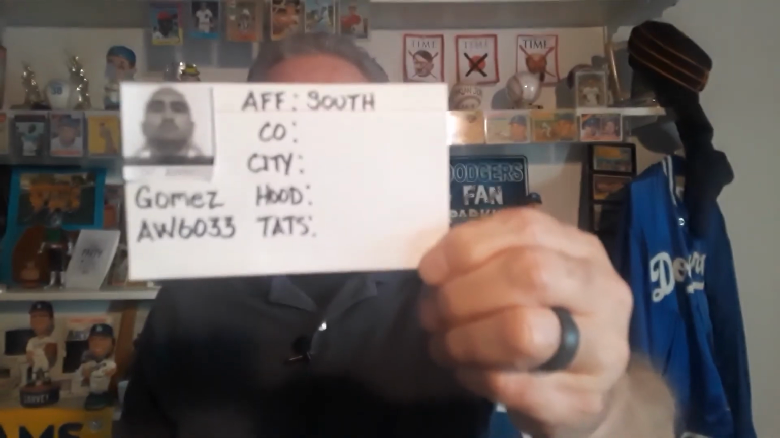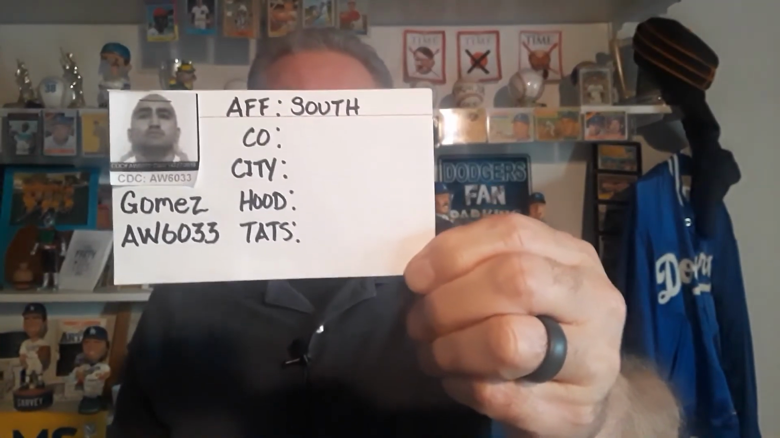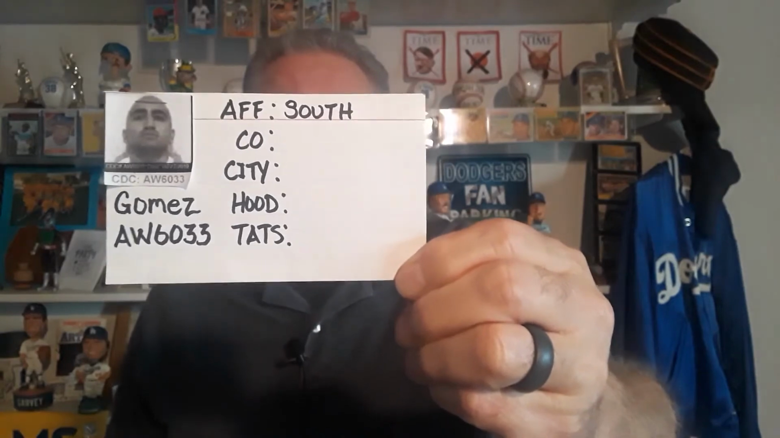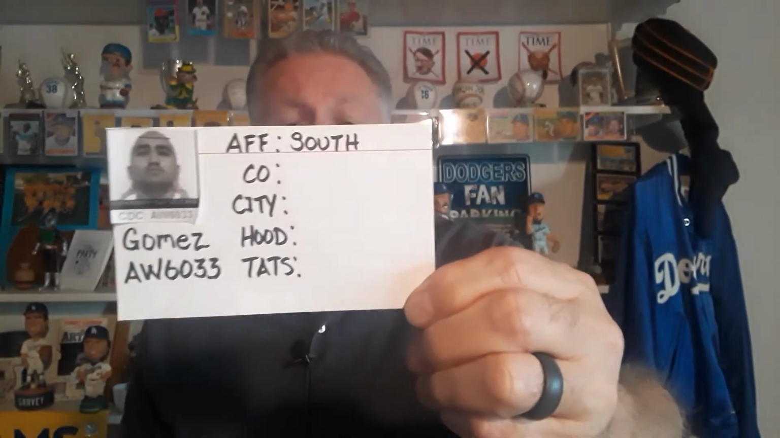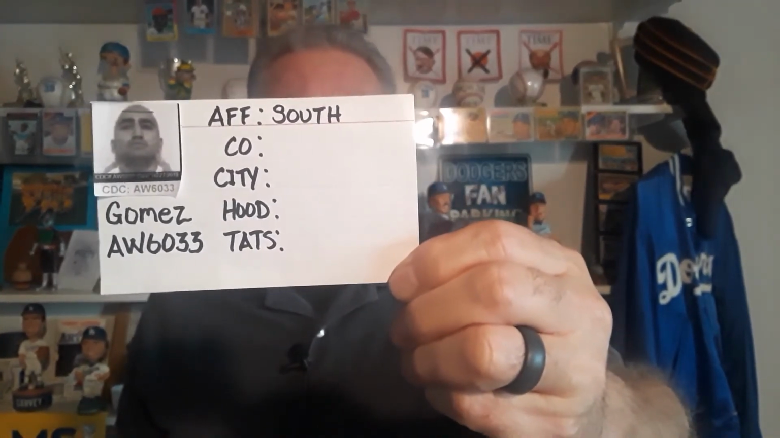It's got his picture, his name, his CDC number. At the top, it's got his affiliation. It'll have his county, his city, his hood, neighborhood, or set. It should have his AKA on it, his nickname, and then I'll notate the tattoos.